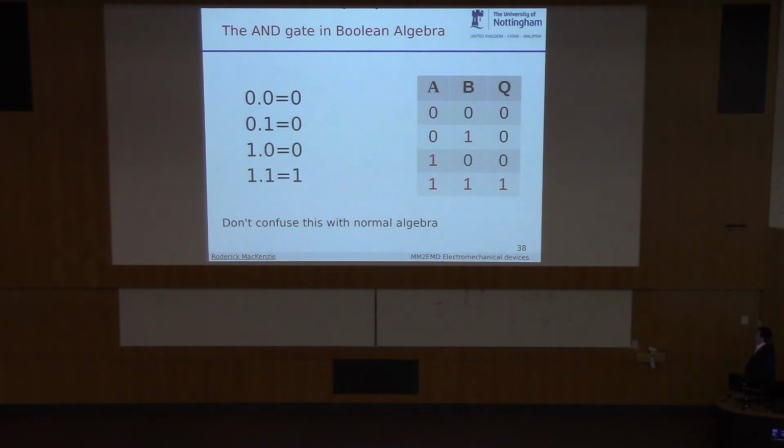Yeah, so 0 and 0 is 0, 0 and 1 is 0, 1 and 0 is 0, 1 and 1 is 1. When you're doing Boolean algebra, never think multiply or add, because you'll get yourself into a huge confusion. Always remember, dot or star or whatever is always AND, and plus is always OR.